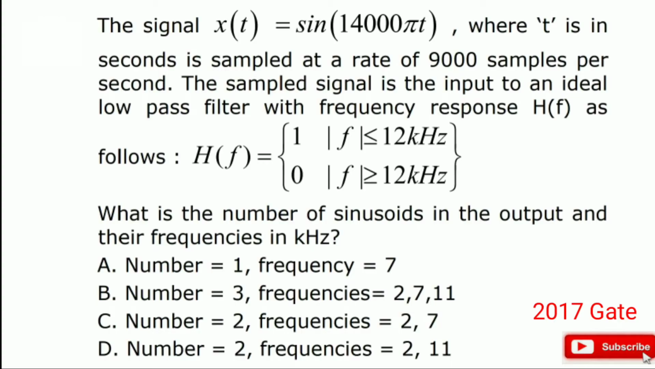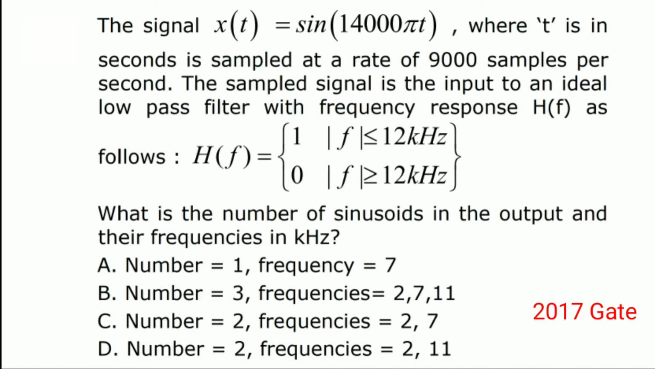In this video, we will discuss the GATE 2017 question in which the signal x(t) = sin(14,000 πt), where t is in seconds, is sampled at a rate of 9,000 samples per second. The sampled signal is the input to an ideal low-pass filter with frequency response H(f) as follows. H(f) is equal to 1 for frequency less than or equal to 12 kHz and 0 for frequency greater than 12 kHz. What is the number of sinusoids in the output and their frequencies in kilohertz?